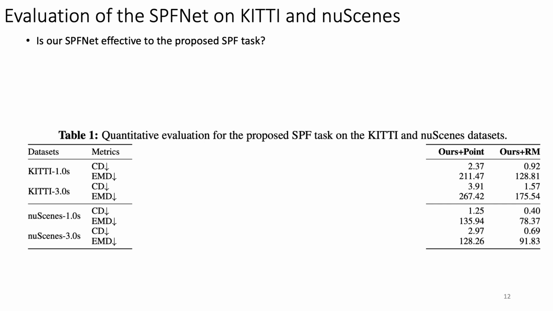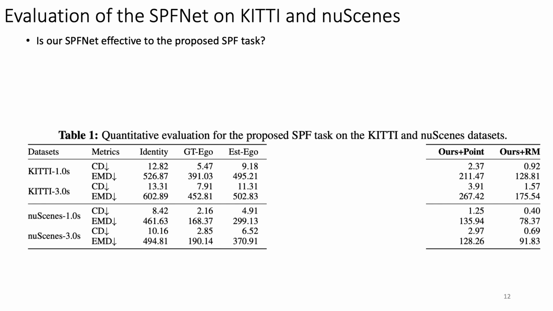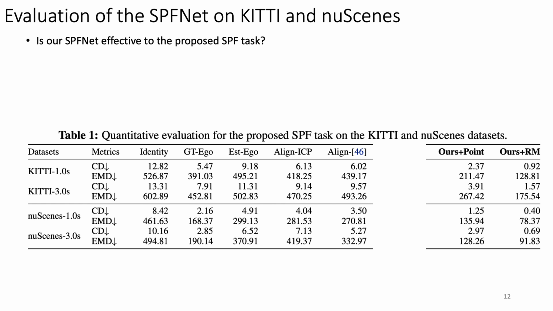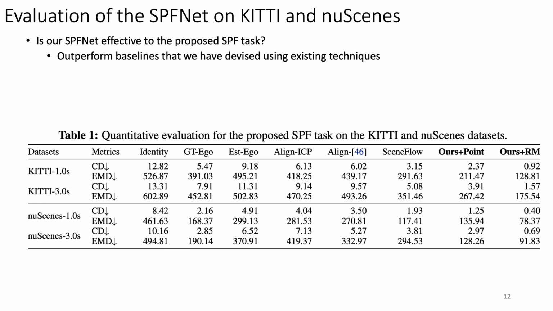Okay, let's talk about the results. The first question is: is our SPF Net effective for the SPF task? To answer that question, we devised a few baselines for comparison. For example, directly copying point clouds from the past, or using ego motion estimation, or using point cloud alignment techniques to propagate point clouds to the future. Lastly, we use one scene flow method to compute the pointwise motion and propagate it to the future. From the results, we can see that our method with 2 different encoder-decoders performed the best, which is reasonable because only our method is designed for non-horizon prediction.